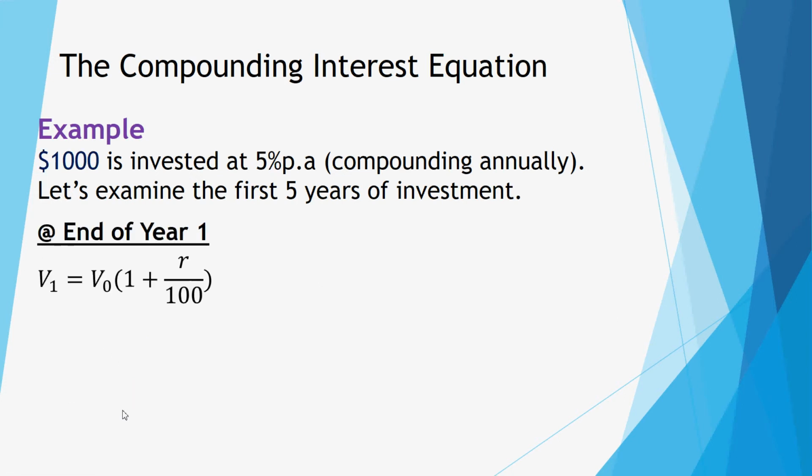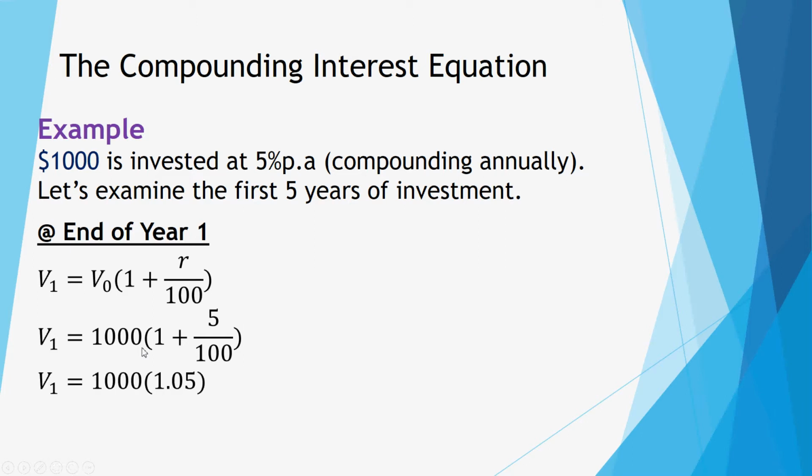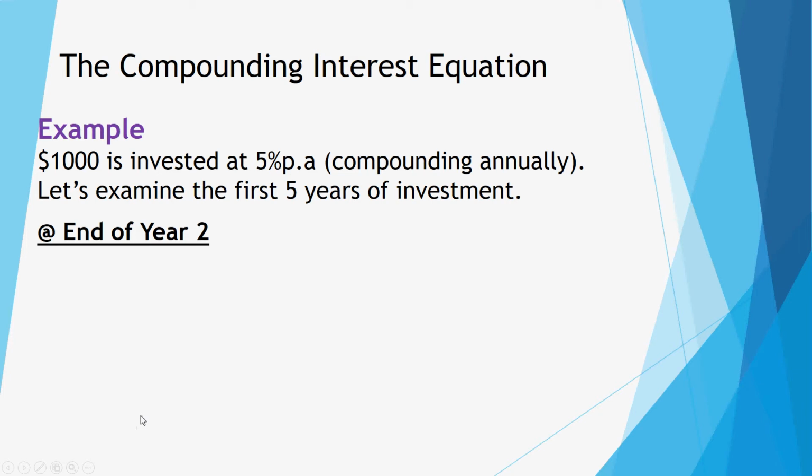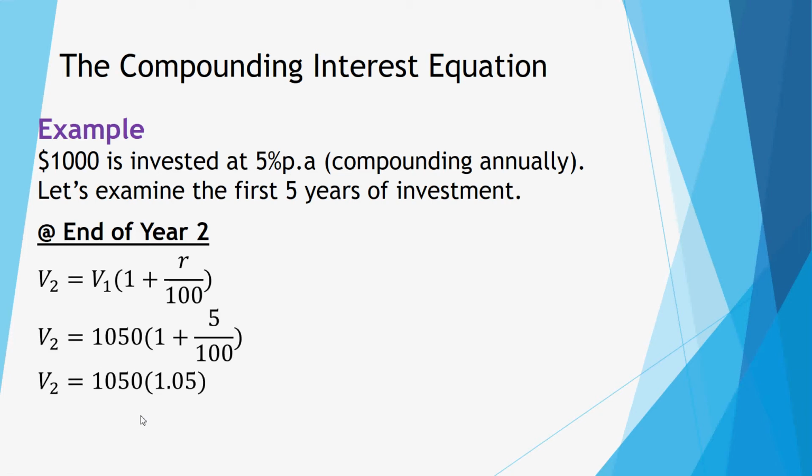So at the end of the first year, we take our initial investment of $1,000, what we commonly refer to as our principal, and we multiply that by a factor or a rate of 1.05. So at the end of the first year, our investment is worth $1,050. Compared to the $1,000 we started with, it has gained $50 interest. At the end of the second year, we take that $1,050 and we again multiply it by our growth rate of 1.05.